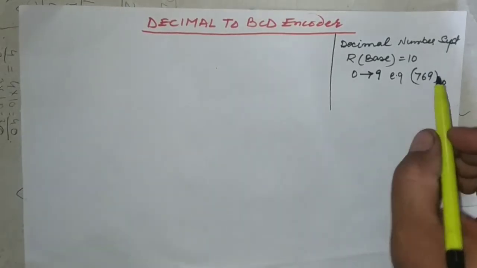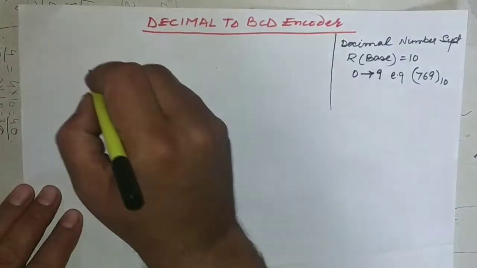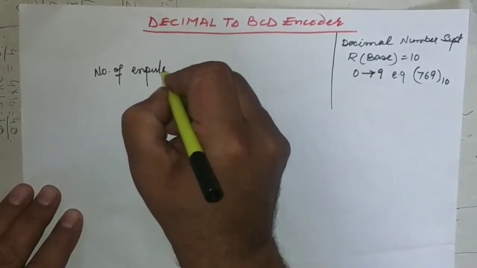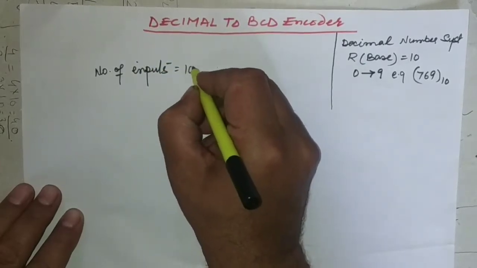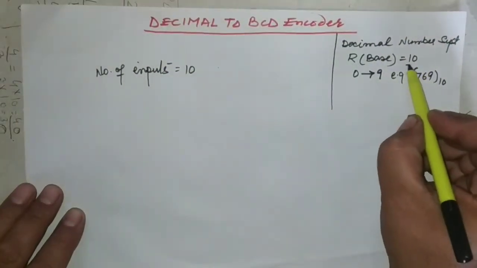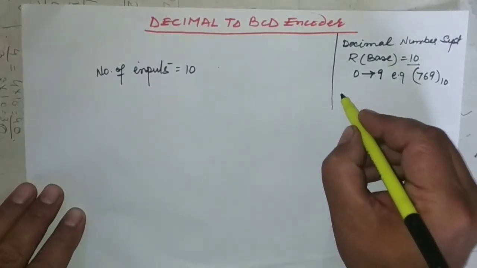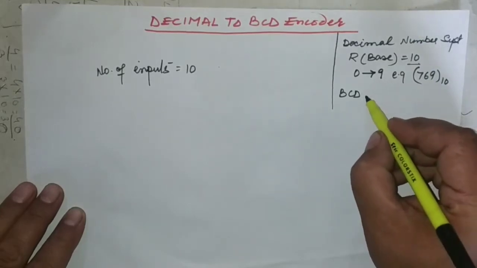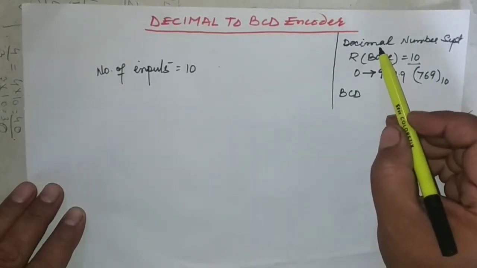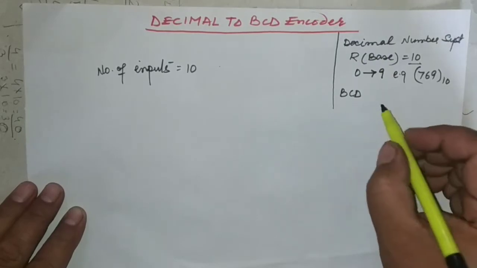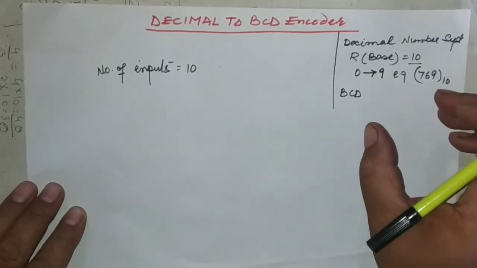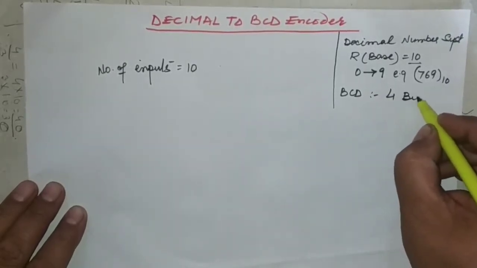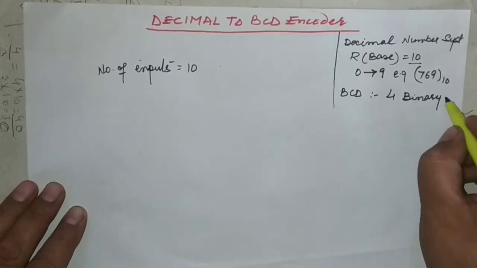So it means to deal with the decimal numbers, we need to have a number of inputs equal to 10, because the base is 10 of decimal numbers. Now as for BCD, means binary coded decimal, we know that corresponding to any decimal number, the BCD requires 4 binary bits. Why 4 binary bits? So BCD requires 4 binary digits.